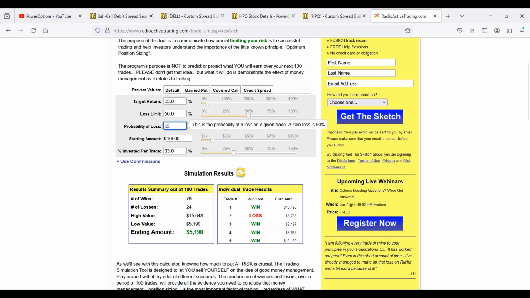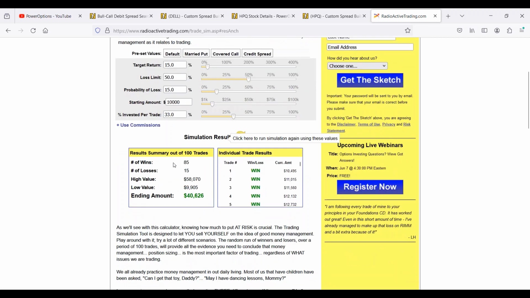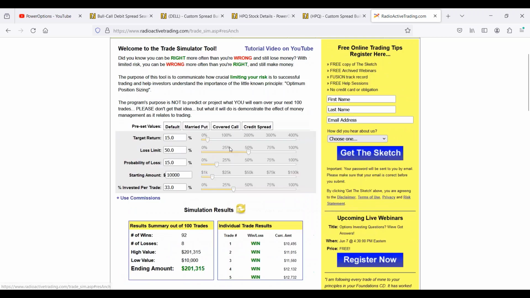Now, 85% probability above, only a 15% probability of loss. Almost similar. Took the account up to 58,000 at one point, 9,905 loss on the maximum of 1% drawdown in the position, ending at 40,626. Very similar to what we saw with Alfonso's, assuming he could still get the 50% loss limit.